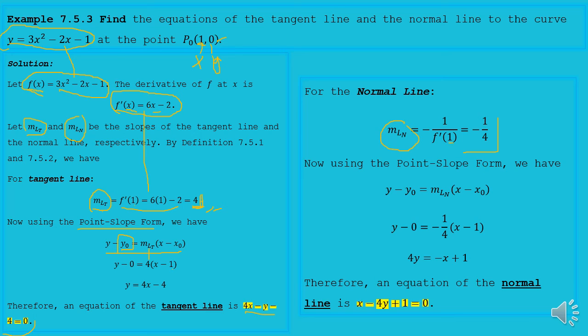So, since ang x natin is 1, so substitute natin dito. So, magiging 6 times 1 minus 2 is 4, diba? So, magiging negative 1/4. Or just simply, negative reciprocal of the slope of the tangent line. And after that, using again this point-slope form, replace y sub o by 0. And then, ilalagay na natin ito sa slope is negative 1/4. Unlike kanina sa tangent line na 4 yung ginamit natin na slope. Therefore, an equation of the normal line, in standard form, is x minus 4y plus 1 equals to 0.